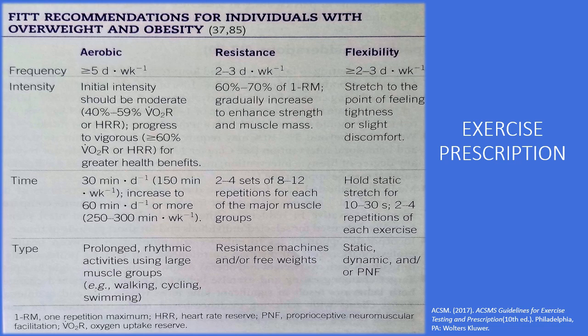With resistance training, the ACSM states that they should do 2 to 3 days a week at 60 to 70% of the 1 rep max to increase strength, mass, and muscle endurance. The type that's recommended is resistance machines and/or free weights, and they should be doing exercises that work major muscle groups or multi-complex exercises.